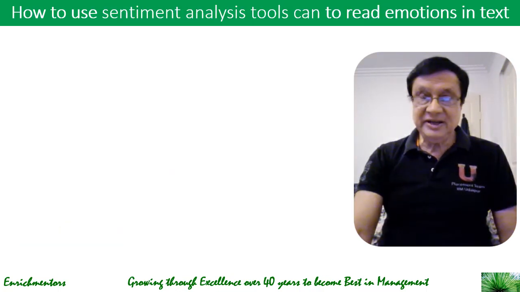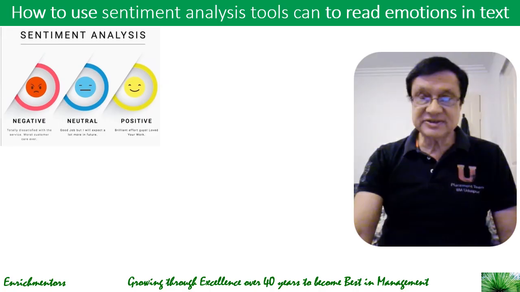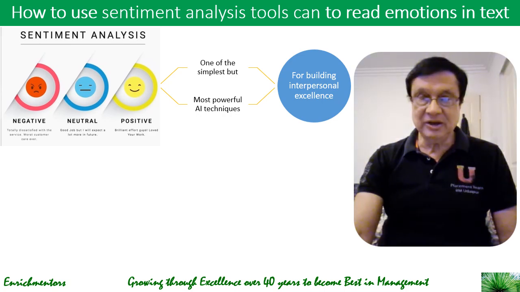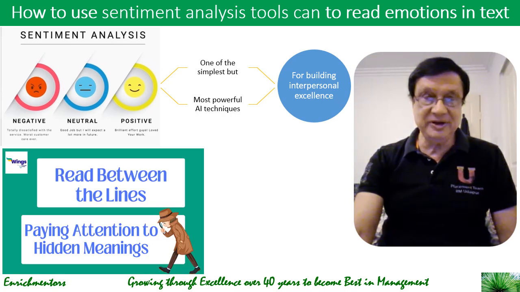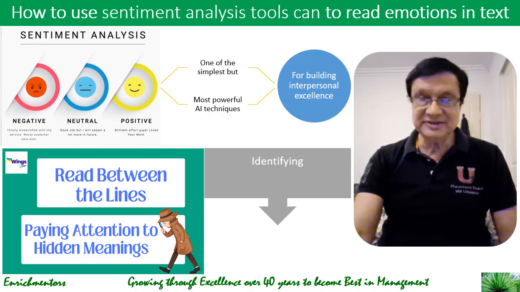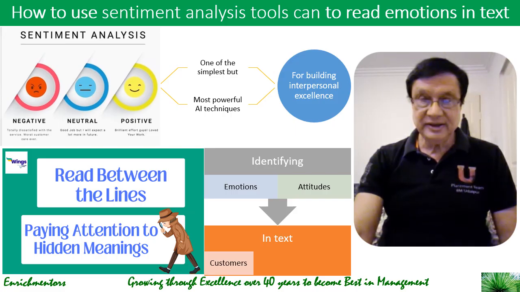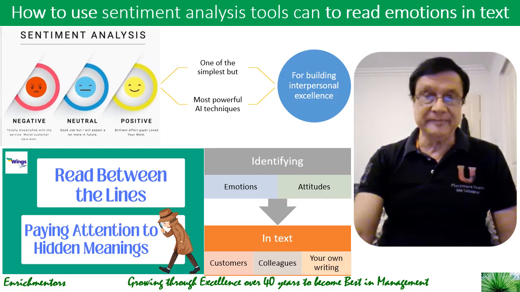So, sentiment analysis is one of the simplest but most powerful AI techniques for building interpersonal excellence. Now, what it does is it helps you read between the lines in written communication by identifying emotions and attitudes in text, whether from customers, colleagues, or your own writing. So that's how sentiment analysis tools can help you read emotions in text. Now let's take a look at how you can use these tools.